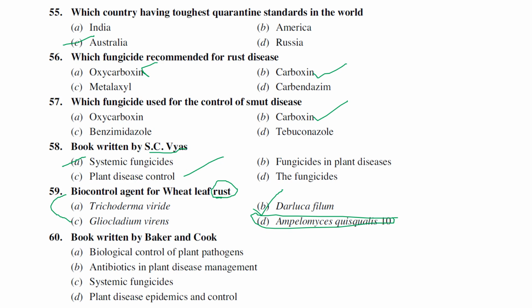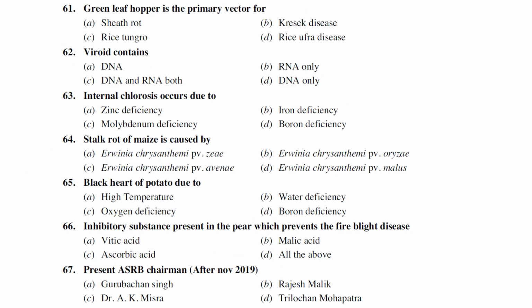Biocontrol of Plant Pathogens was the book written by Baker and Cook in 1983. Antibiotics and Plant Disease Control was written by M.J. Thirumalachar, who is considered the father of Indian antibiotics. Systemic Fungicides was written by S.C. Vyas. Plant Disease Epidemics and Control was written by J.E. Vanderplank, 1963. Next one.